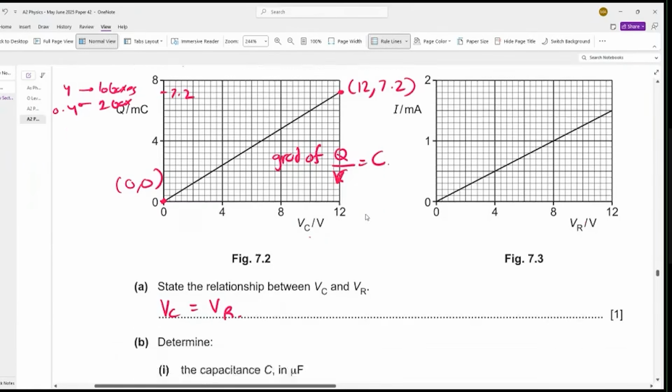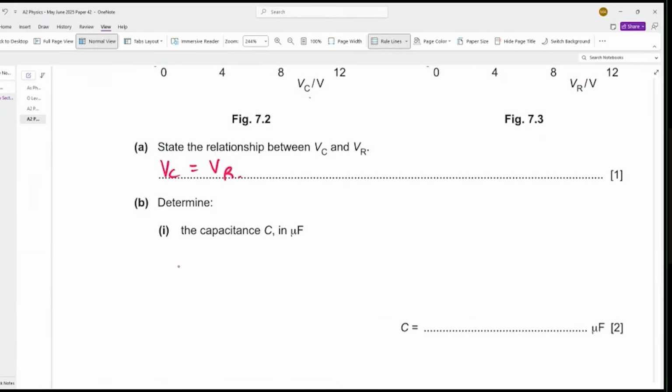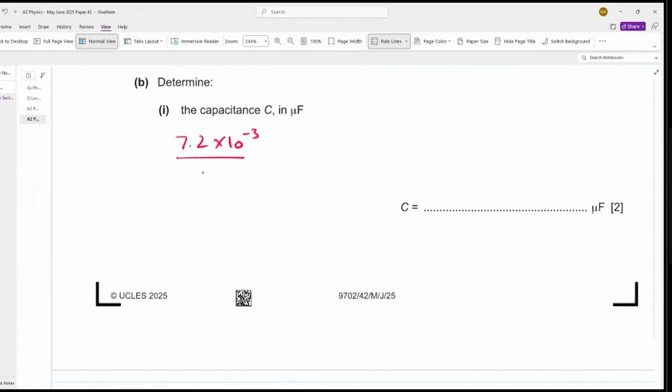Can you calculate the capacitance? Yes. Charge is 7.2 microcoulomb. 7.2 into 10 is the power of minus 3. Divided by the voltage, that is 12. What will your capacitance come out to be? And the capacitance क्या आ जाएगी?